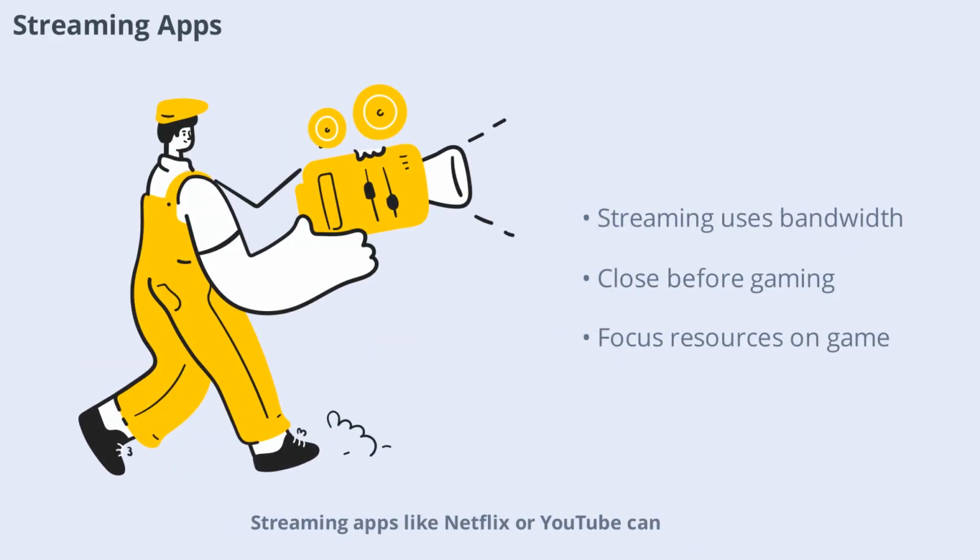Streaming apps like Netflix or YouTube can use a lot of bandwidth and processing power, even if you're just listening to music or watching in the background. If you want the best gaming performance, close these apps before you start playing. This ensures your internet and computer are focused on your game.